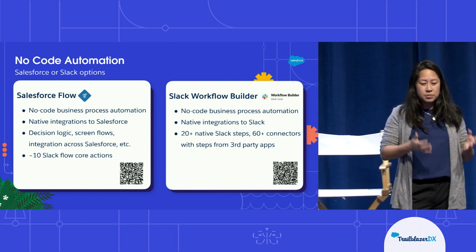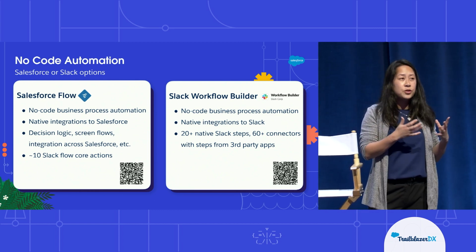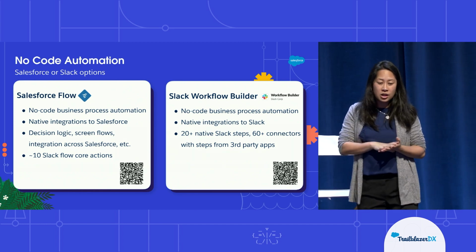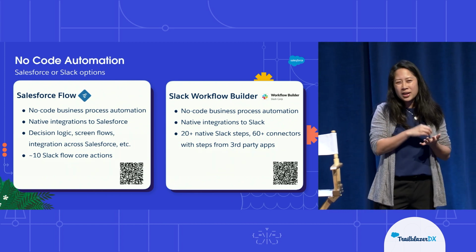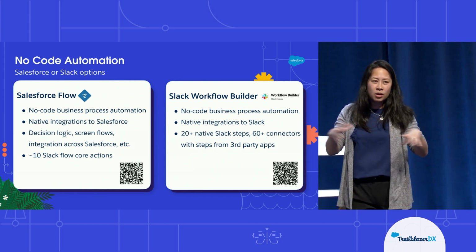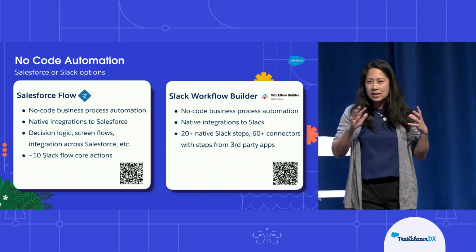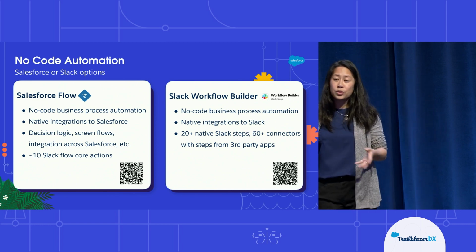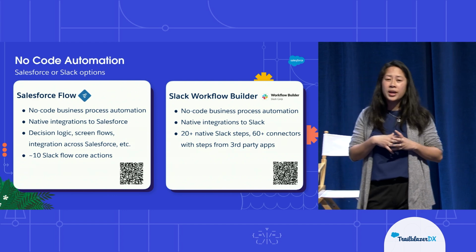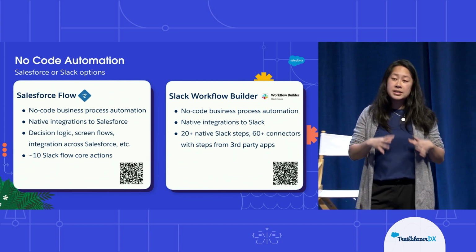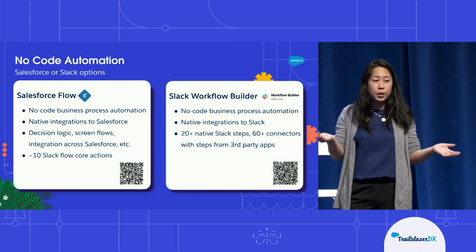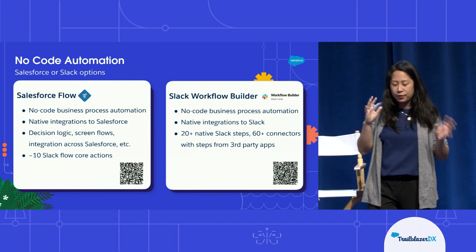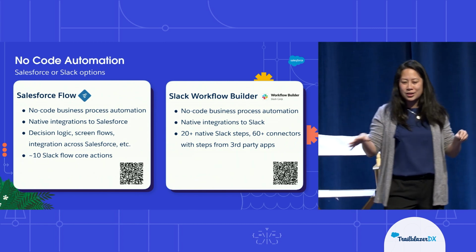To talk about the differences between Slack Flow and Workflow Builder, Salesforce Flow is really grounded in Salesforce. You have native integrations, decision logic, screen flows, and when it comes to how Salesforce Flow connects with Slack, there are some automations there. There's 10 Slack Flow actions, but really if we want to do automations in Slack, Slack Workflow Builder is the native option. And for that, we have 20 native Slack steps, 60 connectors that reach out to different third-party apps. If you want, you can scan the QR codes to learn a little bit more about each one if you're not familiar. And I will give you a second to do that.